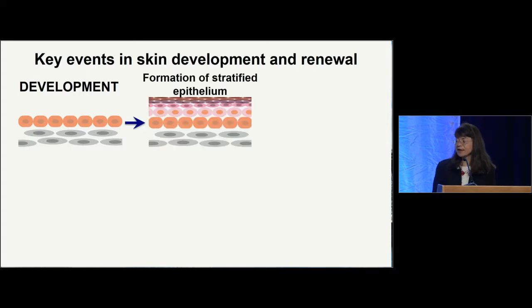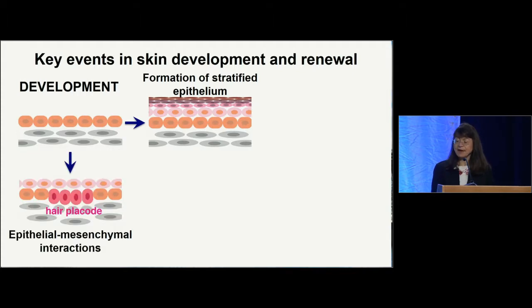So we feel that understanding the key events in skin development and renewal is really important for understanding how these events go awry in disease, and in particular for identifying new therapeutic approaches to both common and rare skin diseases. So the epidermis of the skin starts off life as a single-layered surface ectoderm, shown here in pink. And this gradually stratifies during embryonic development to form the epidermis, which obviously provides a protective barrier for our body.